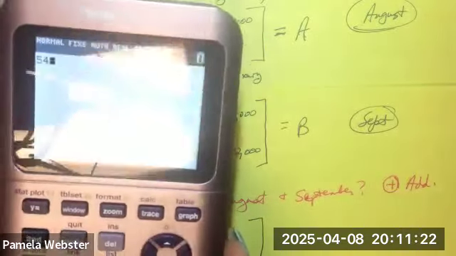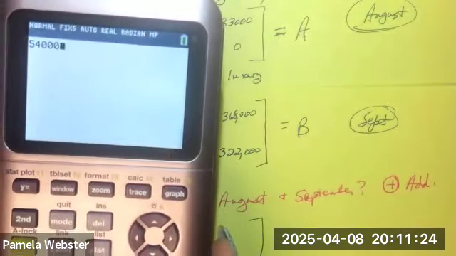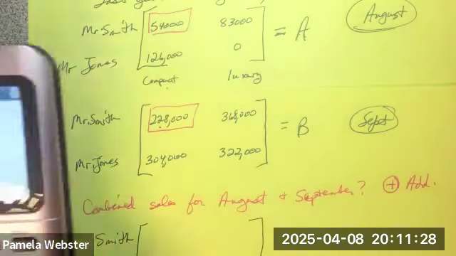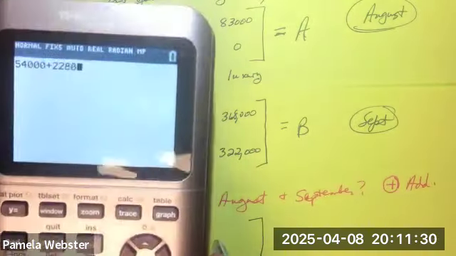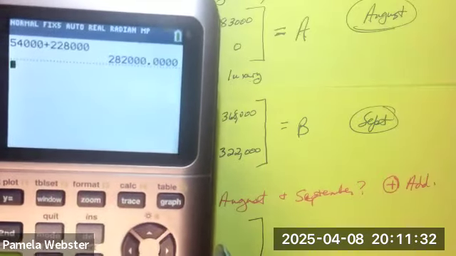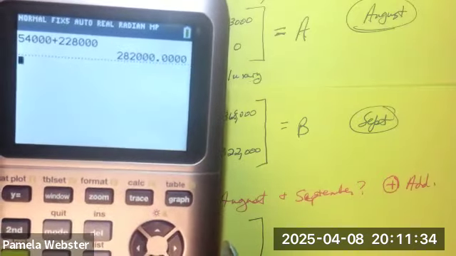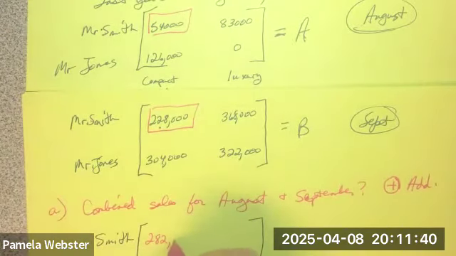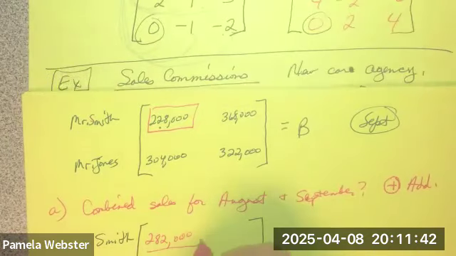And you can put the whole 54,000 in if you want to, or if you feel good about it, you could just put the 54, right? Because they're all thousands. So you'd know that's how many dollars in sales we have, but I'm putting the whole thing. So his total sales for the 2 months is 282,000. He's got $282,000 worth of sales in compact, right?